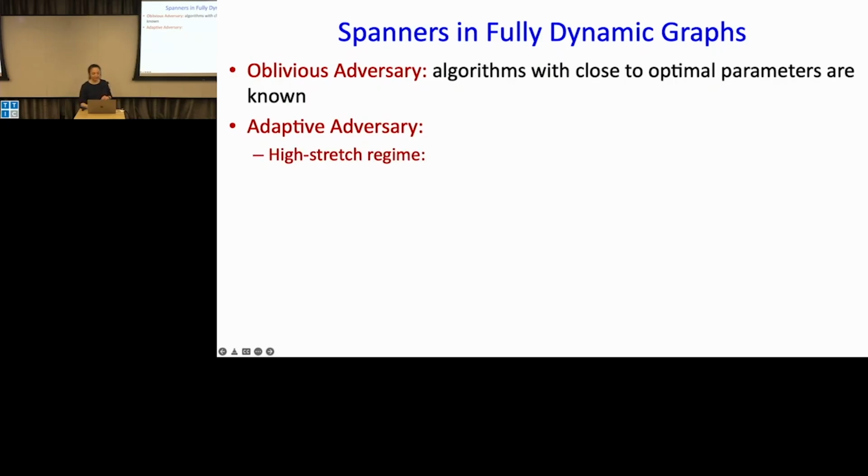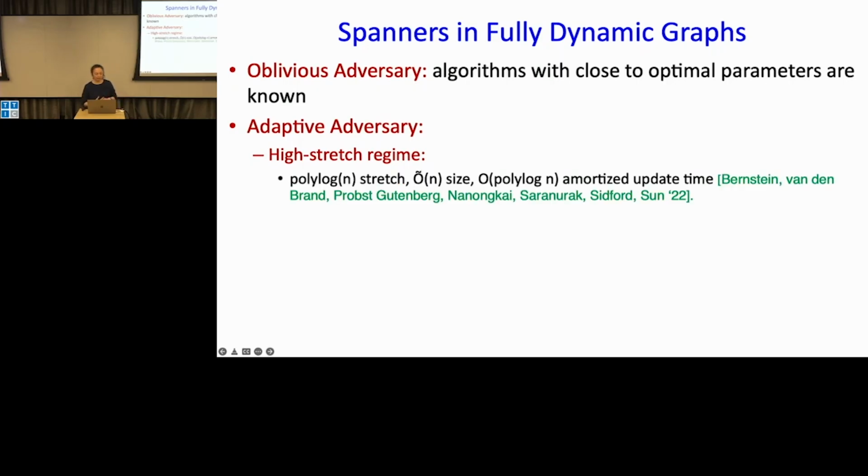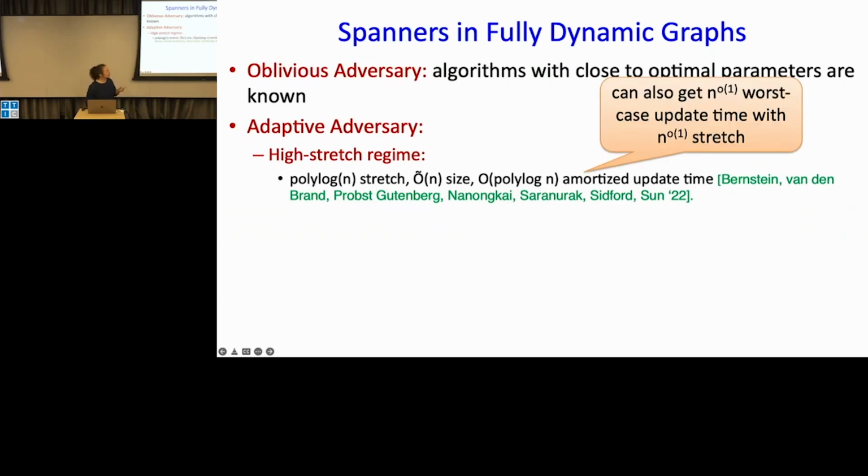For adaptive adversary, the high stretch regime is pretty well understood. High stretch is logarithmic and higher. For example, there is an algorithm that can get a polylog stretch. The size is close to linear, close to the best you can hope for, and polylog amortized update time. You can also get a low worst case update time, with a little higher stretch. Again, there is still some room for improvement, but these are very good guarantees if you're okay with a stretch that's large.